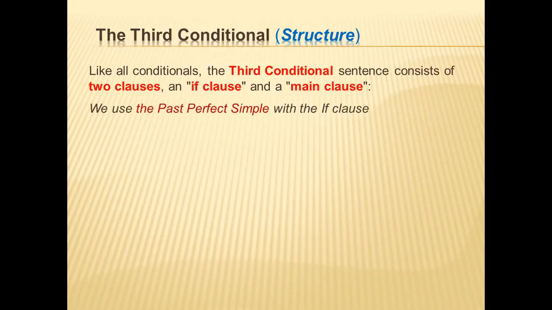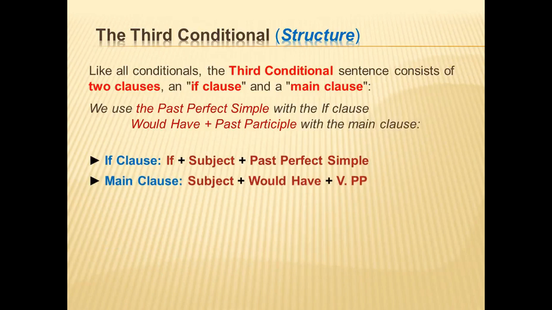Like all conditionals, the third conditional sentence consists of two clauses, an if clause and a main clause. We use the past perfect simple in the if clause, and would have plus past participle in the main clause.